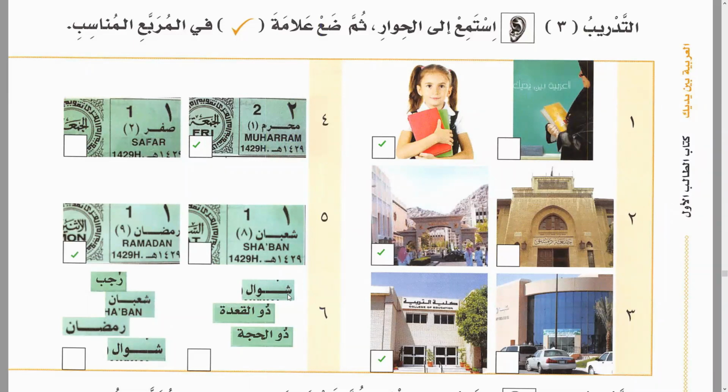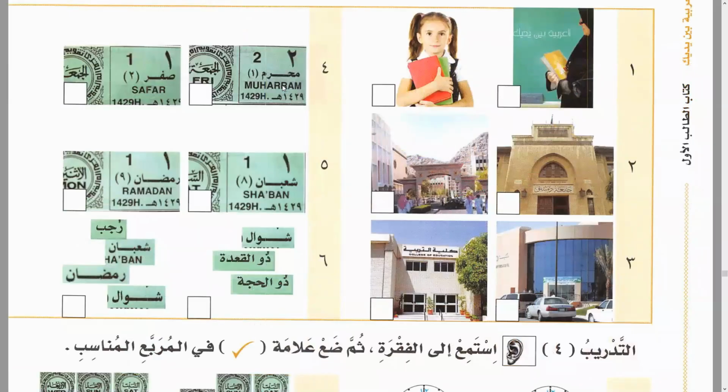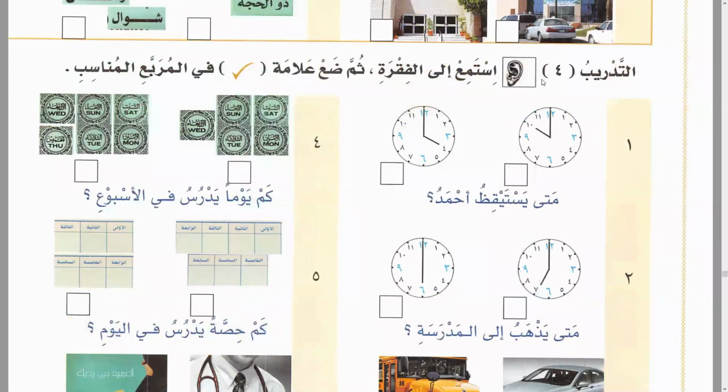كم شهرا العطلة؟ How many months are the holidays? العطلة 3 أشهر. 3 months, right? شوال، ذو القعدة and ذو الحجة. Not 4: 1, 2, 3, 4. This is 3. نعم الحمد لله. 3 months. Next one, التدريب الرابع.